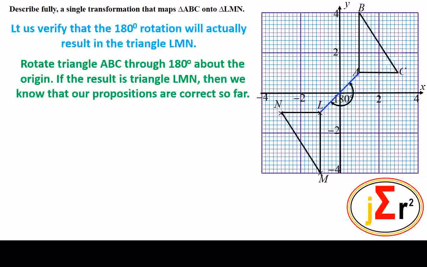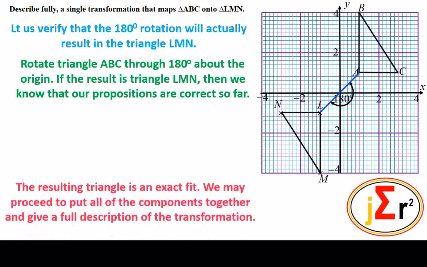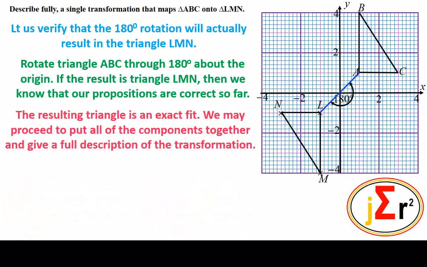There we go again. Rotating triangle ABC by 180 degrees about the origin, and we keep going around, and let's see what will happen in the end. It fits exactly on triangle LMN. We are therefore sure that our proposition is 100% accurate. The resulting triangle is an exact fit.